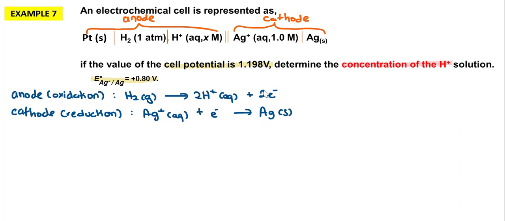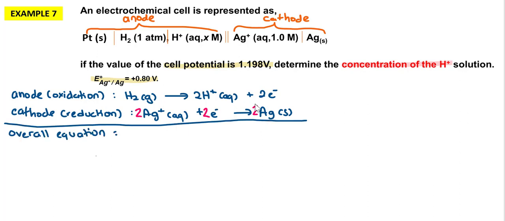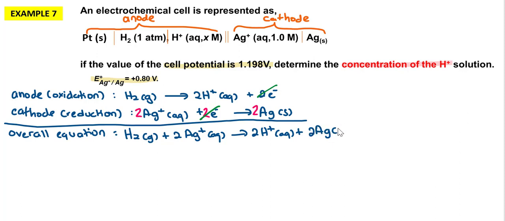So equalize the electrons. We have 2 moles of electrons at the anode, so we need to multiply all the species at the cathode by 2. Since the number of electrons involved is 2, cancel out the 2 electrons. So our overall equation is going to be 1 mole of hydrogen gas plus 2 moles of silver ion produce 2 moles of hydrogen ion plus 2 moles of silver atom.